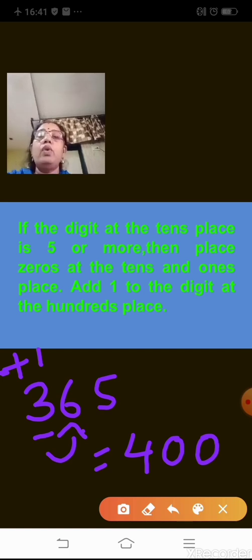So, understood the rule? The rule which we are following, that is about the digit 5, is applicable and is the same for all while rounding off a number to the nearest 10, 100 as well as 1000.